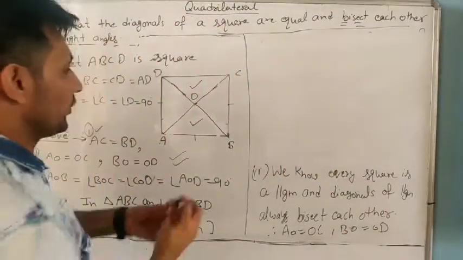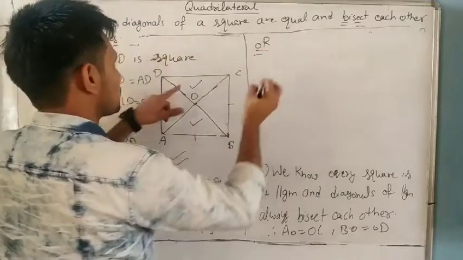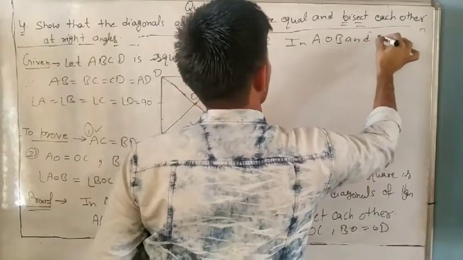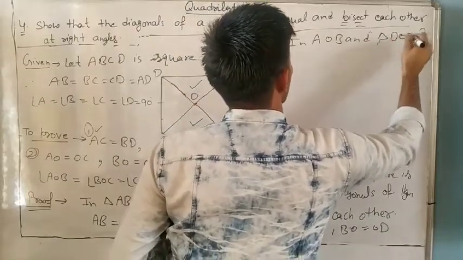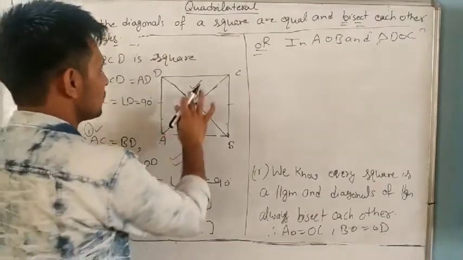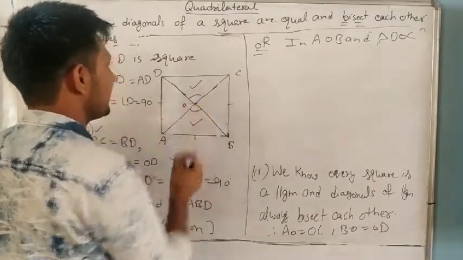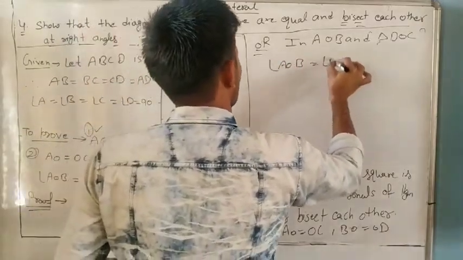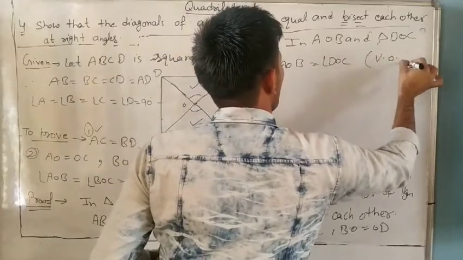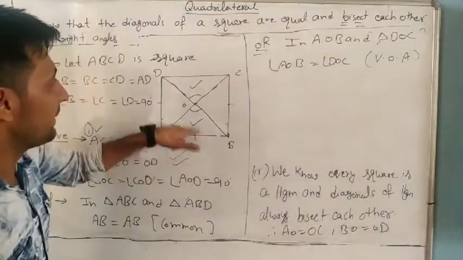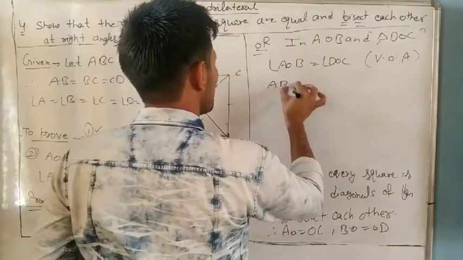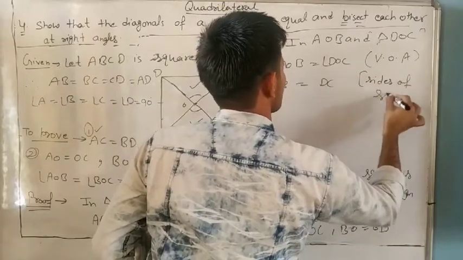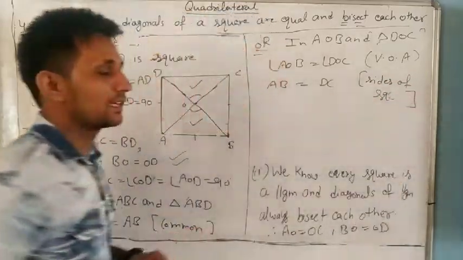So you can do the second part like this also. Write, in triangle AOB and triangle DOC, we know this angle and this angle are equal because they are vertically opposite angles. So we can write angle AOB equals angle DOC, because vertically opposite angles. Next, AB equals DC because sides of a square are always equal.